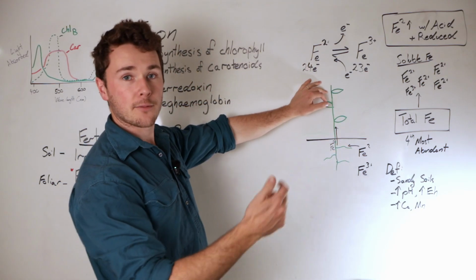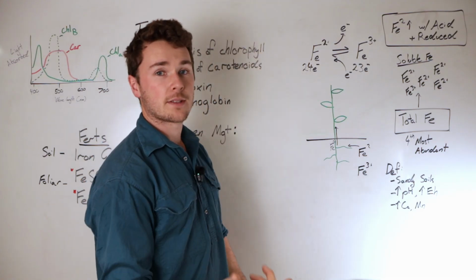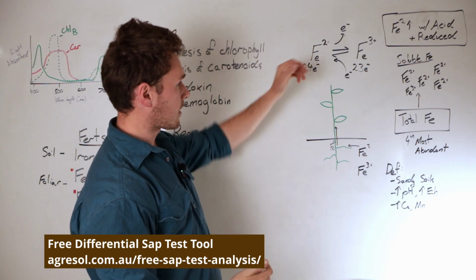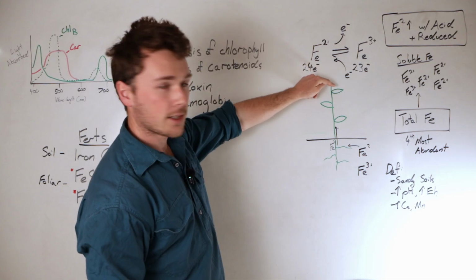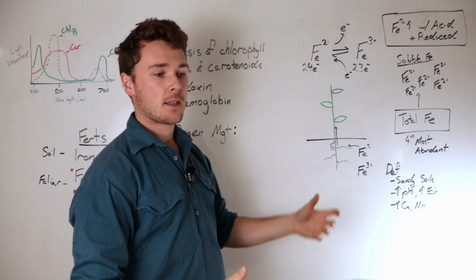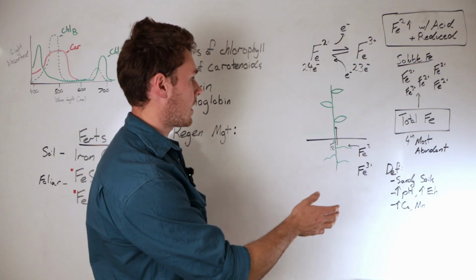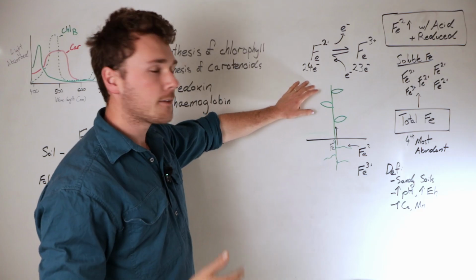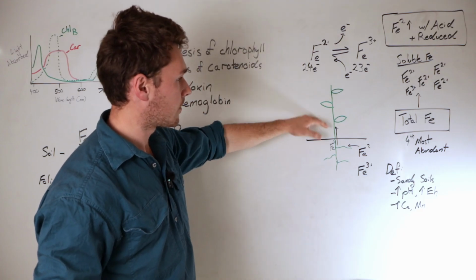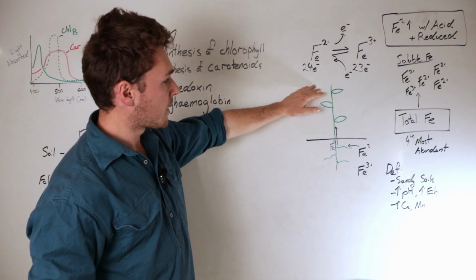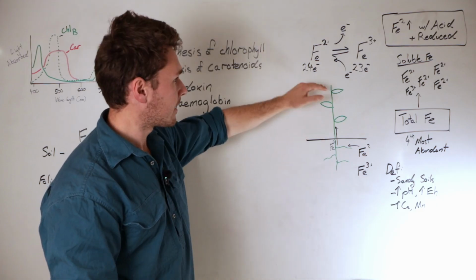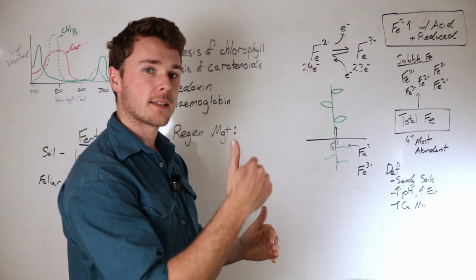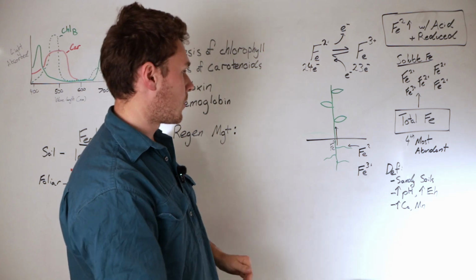So that means when we're taking our differential sap tests, and if you do have a differential sap test, you can actually use our free differential sap test analyzer. It's on our website. Basically what happens is you take your old leaf and your new leaf, so two separate samples, send it to the lab, you get some numbers back, you put them into our tool, and it'll analyze that for you. But effectively what we're looking at is the difference between the old and the young leaf. With iron, if there's more iron in the old leaf and less in the young leaf, it means that for some reason, iron is not moving at the same rate into the younger leaves as it was before.